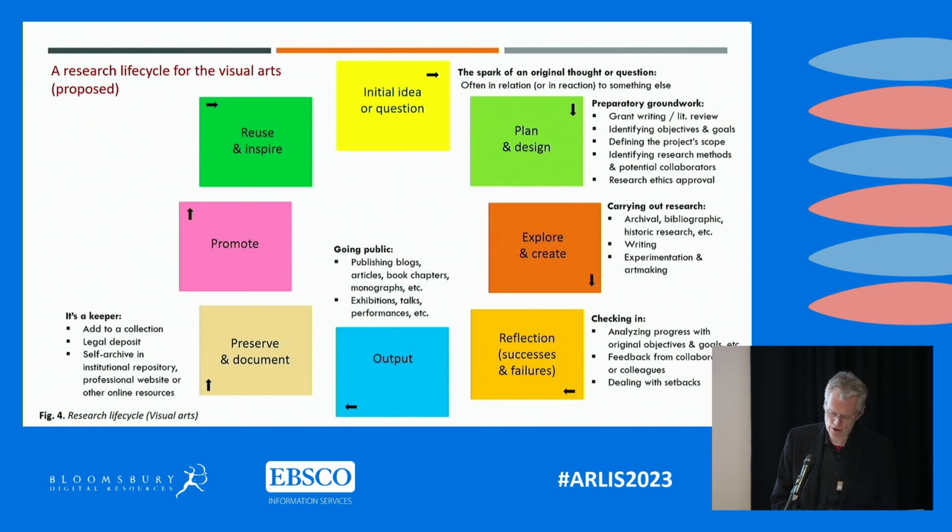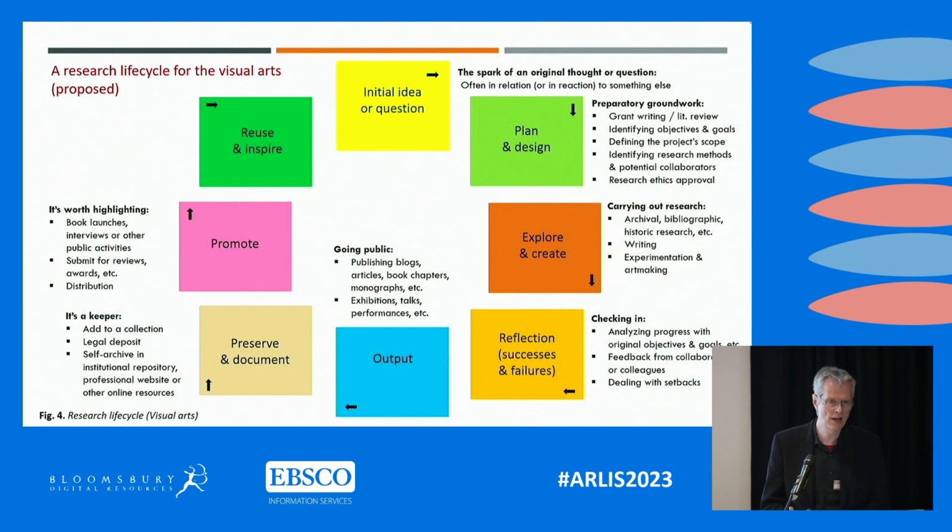After preserve and document, it's important to draw attention to the research, and this can include book launches, interviews, and other public activities, submitting a publication for a review or an award, and distribution. For artists, this could include having an exhibition opening or exhibition closing, exhibition announcements, things like that.